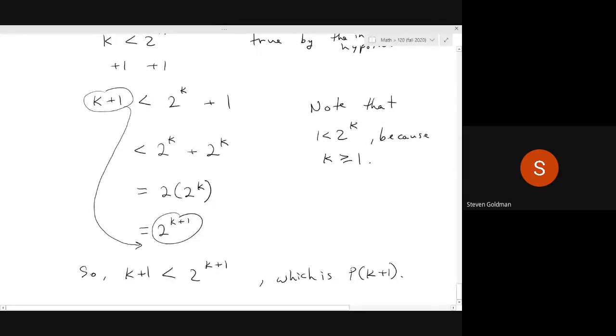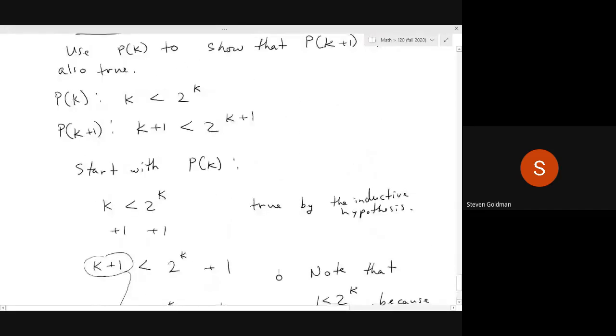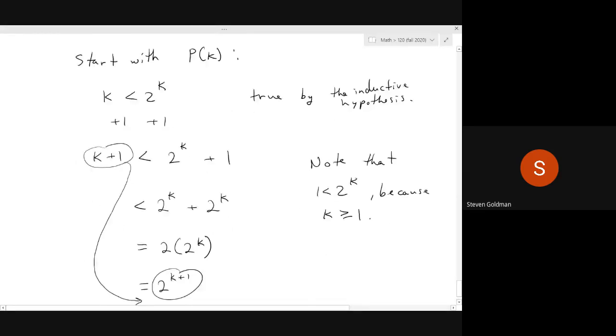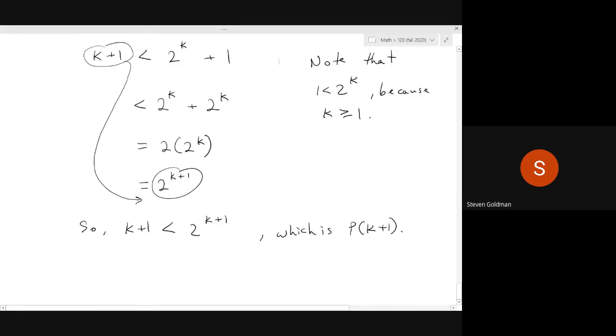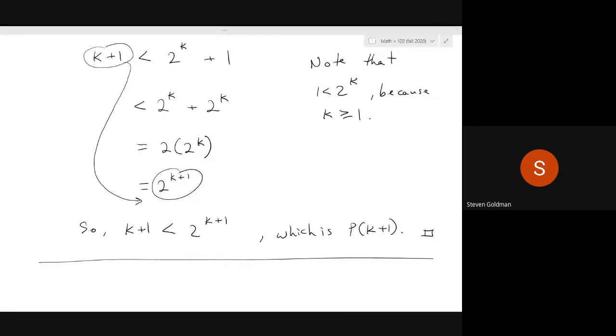Okay. So we have just shown that, I'm going to scroll back for a moment. When p of k is true, when k is less than 2 to the k, it must be that k plus 1 will be less than 2 to the power of k plus 1. Okay, so we're done. The direct proof is finished. And we finished the inductive step. Okay, and this problem is over.